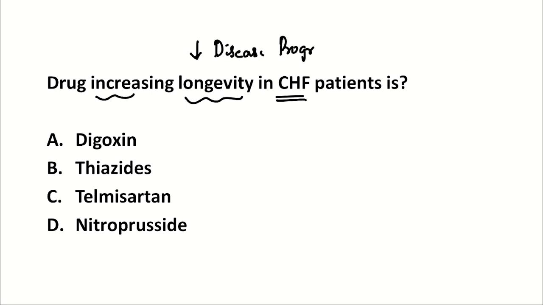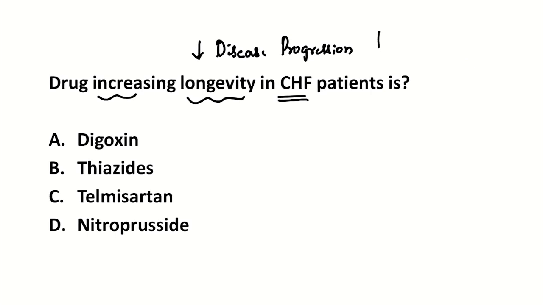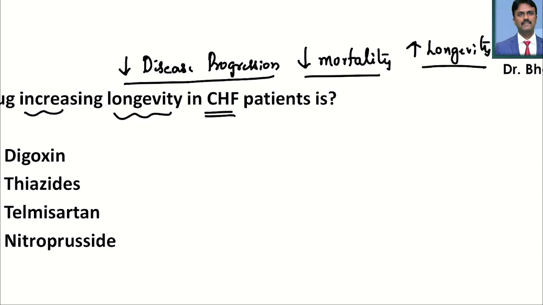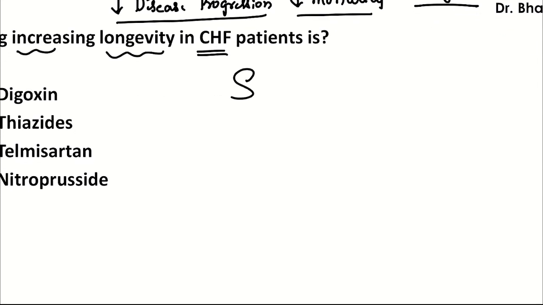What happens if the disease progression decreases? The patient will not die; the mortality decreases. If the mortality decreases, the patient will live longer. That is called longevity. So, which drugs will decrease the disease progression in chronic CHF? That can be the question. Decreasing mortality in CHF, increasing longevity in CHF, all are the same. The mnemonic is SUB. What is SUB?